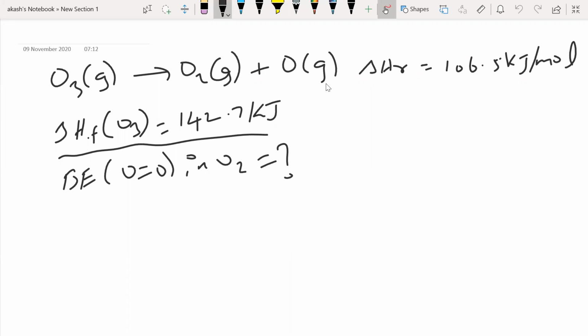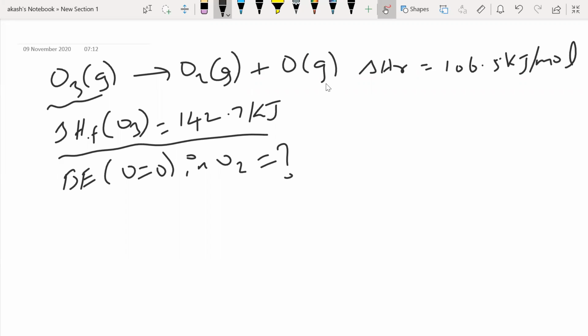For delta HR, we can use that formula: bond enthalpy of reactants minus bond enthalpy of products. Yes, that we can do. But for that, we require O3's bond enthalpy also.